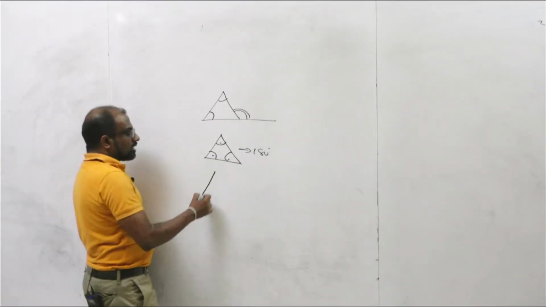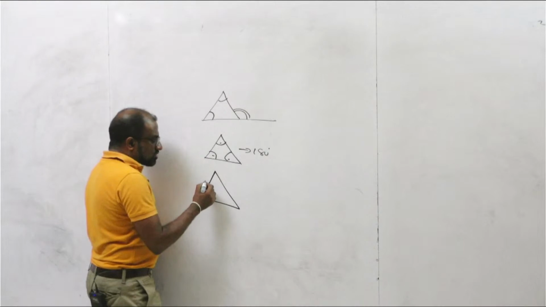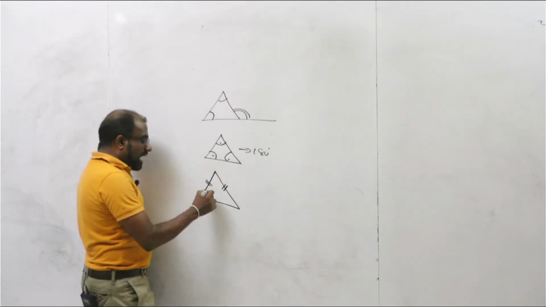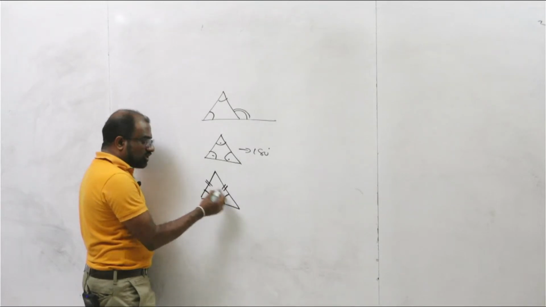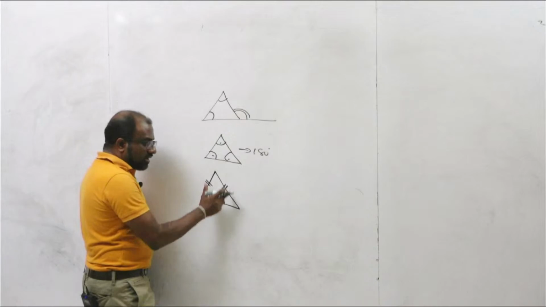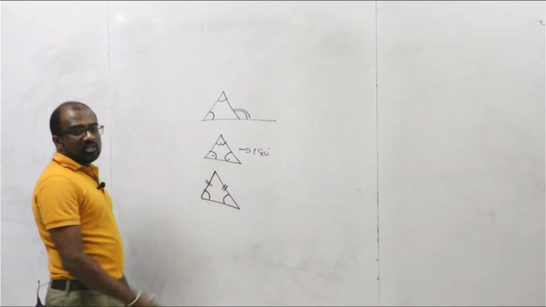Then the other theorem, in isosceles triangle, that is if two sides are equal, the angles facing those equal sides are equal. The angles facing those two equal sides are equal.